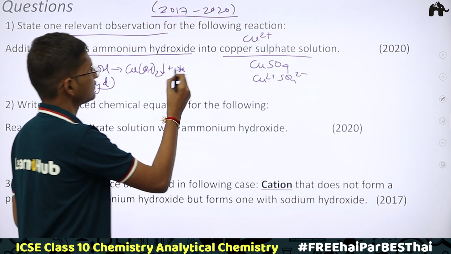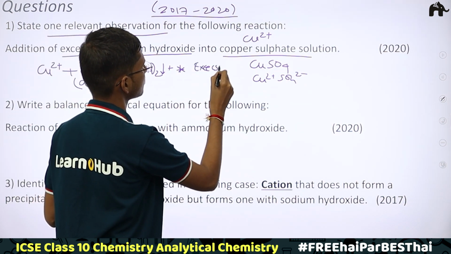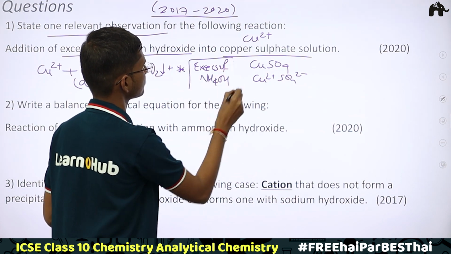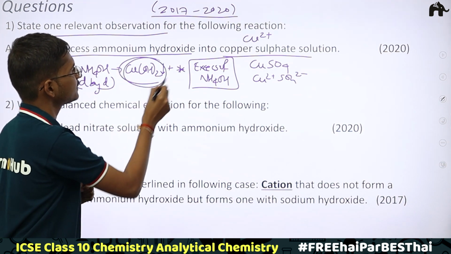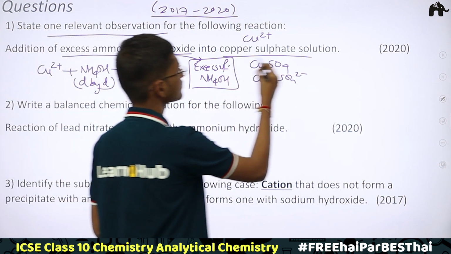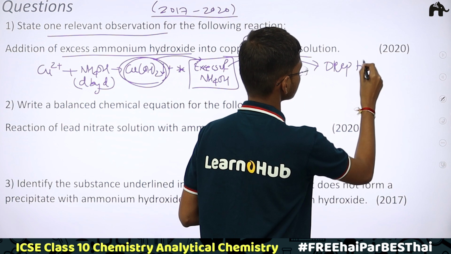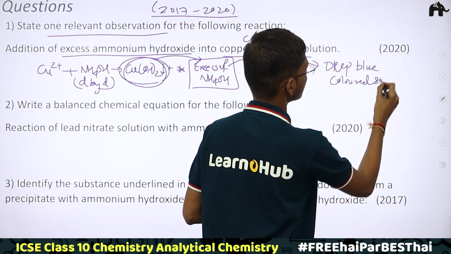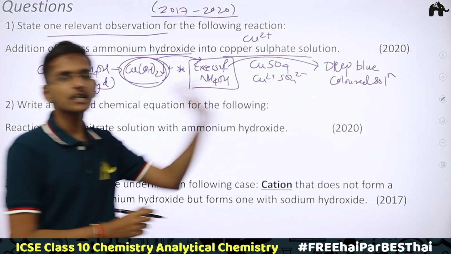Now when we are adding again excess of ammonium hydroxide, what was happening? This copper hydroxide precipitate was getting soluble and it resulted into deep blue colored solution, right? That's it. This is our observation.